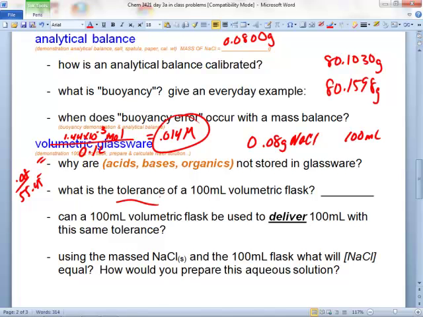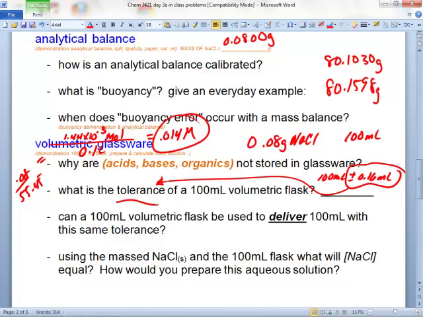So when you write down how much you took, or what's the volume of this thing, you should really technically write 100 mils plus or minus 0.16 mils. This is the tolerance. Okay, it's the error.